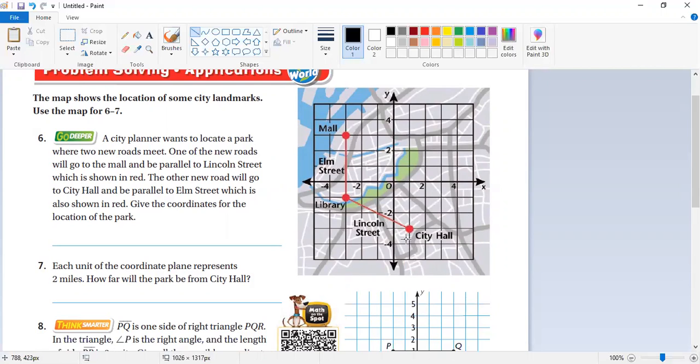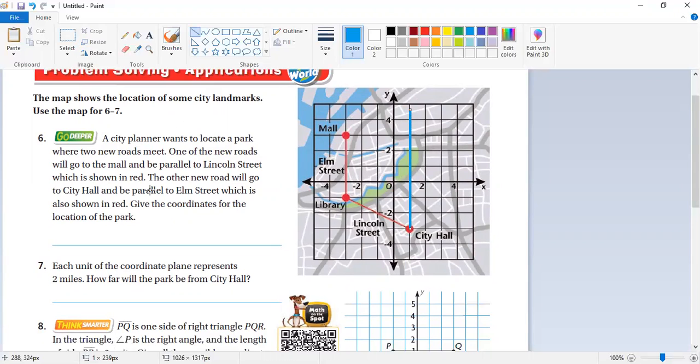To start with, let's draw a line from City Hall because they need it parallel to Elm Street. Now let me differentiate the lines for you. I will use blue. See, this is a line parallel to Elm Street, because this is Elm Street. From the mall to the library is Elm Street. So the new road should be parallel to Elm Street, but it should go from City Hall. So this is the parallel line to Elm Street.